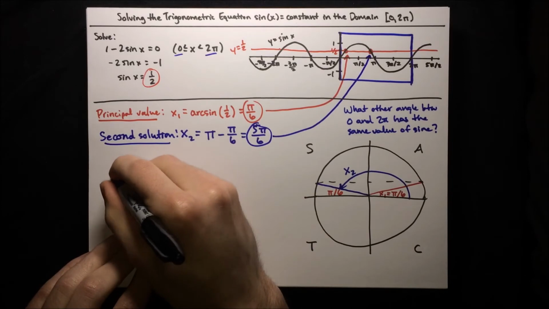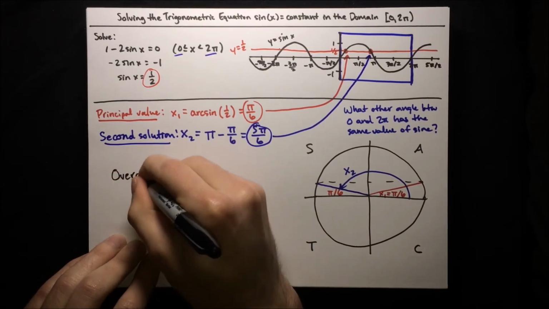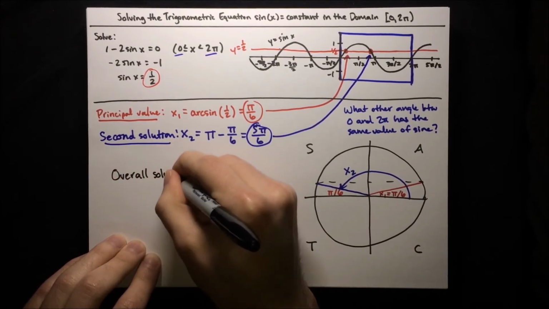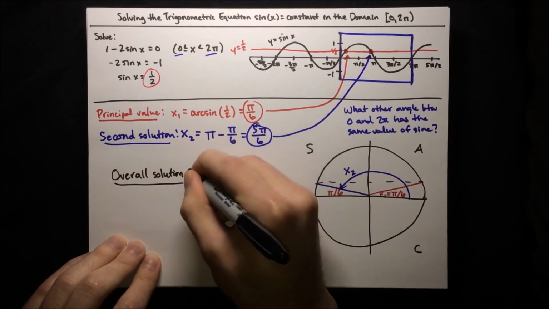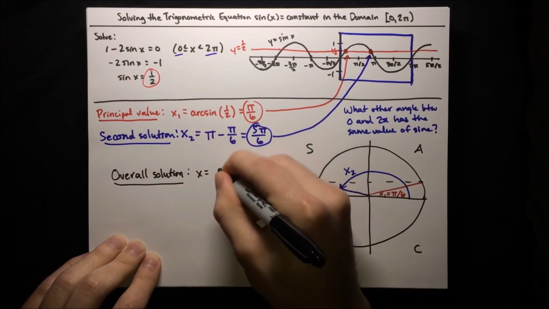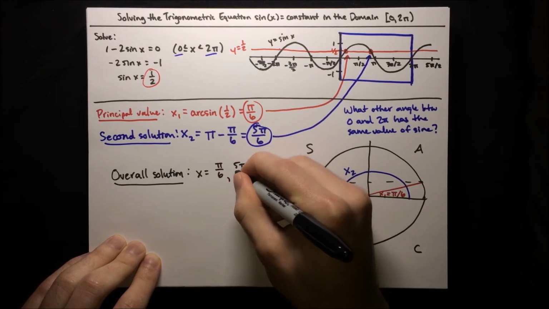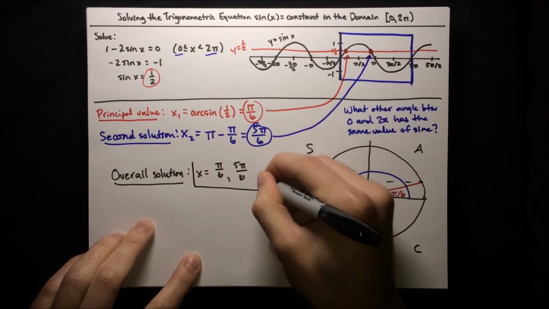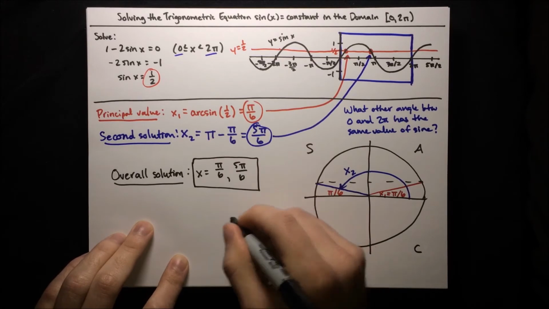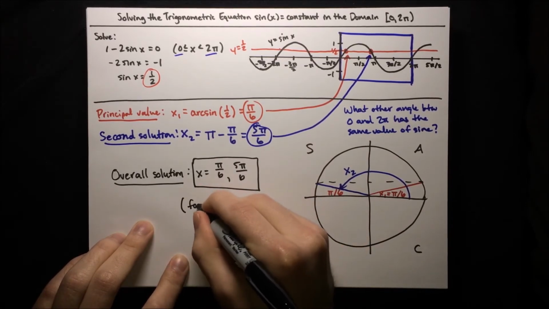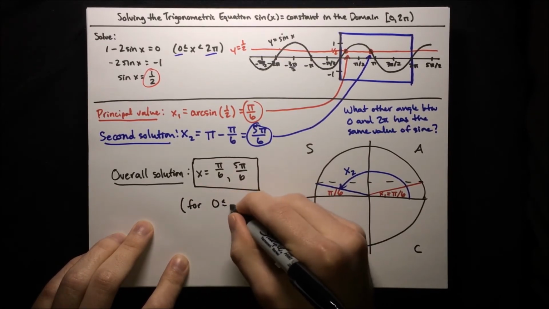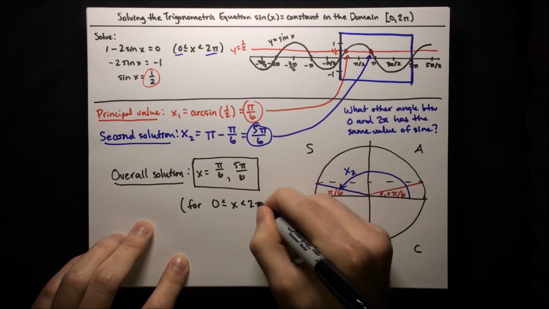Okay, great, so we've got them both. Our overall solution is x equals pi over 6 and 5 pi over 6. And that's it, we're done. Remember though, that's just for x between 0 and 2 pi radians.